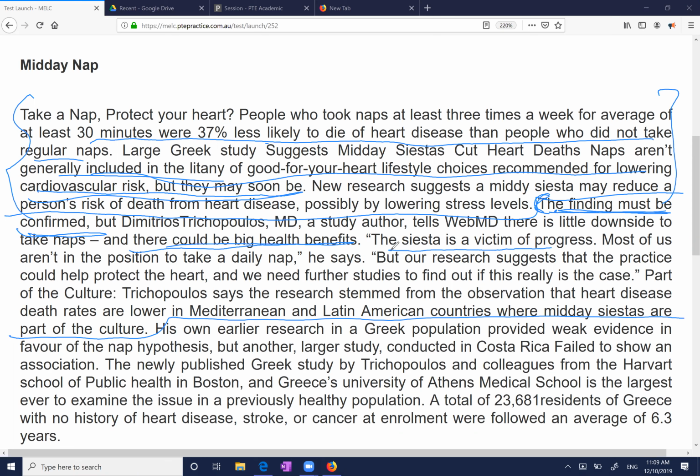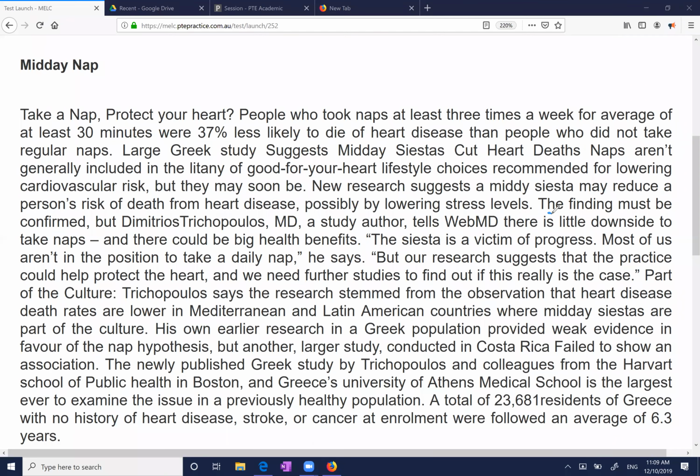The siesta is a victim of progress. Most of us aren't in a position to take a daily nap. But our research suggests that practice could protect the heart, and we need further studies to find out if this really is the case. So hence, if I get rid of all this: the findings must be confirmed, and we need further studies to find out if this really is the case. But overall, we know that this is a good thing, but we need to confirm it.